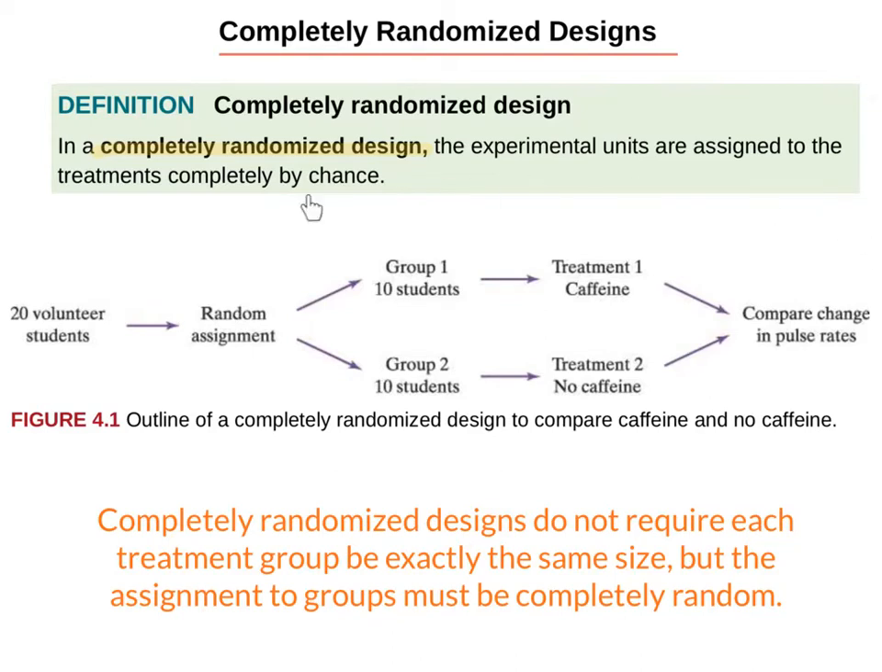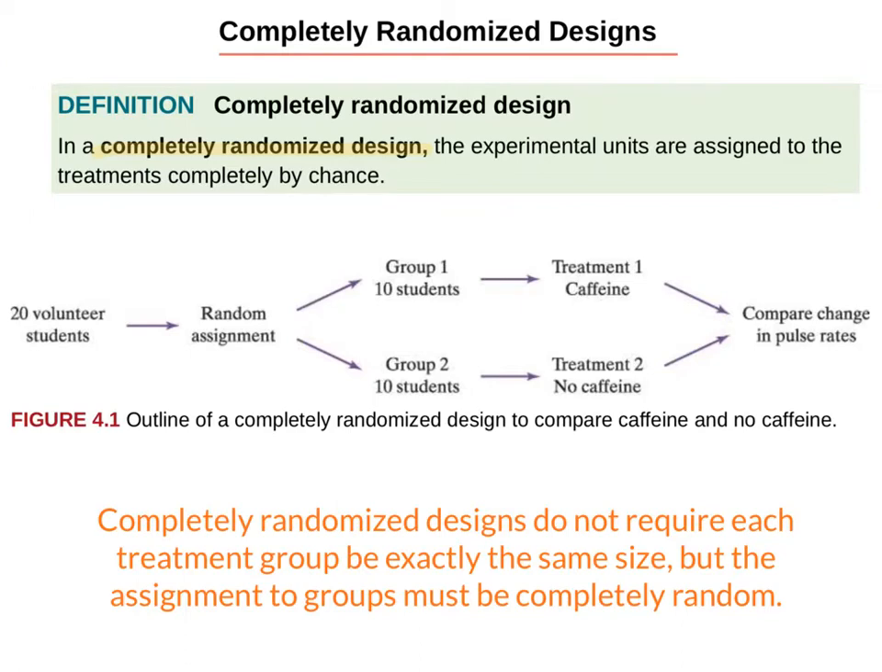So this outline is for that group of 20 students, half of whom were going to get caffeine and measure the pulse rate, half of whom weren't going to get caffeine and measure the pulse rate. So we have volunteer students, we have a random assignment. Remember, you can do that using technology, slips of paper, plenty of ways to do it. Split them into two equal groups. The first one gets caffeine, the second doesn't, and then you compare the results.